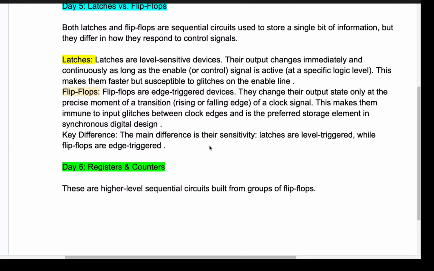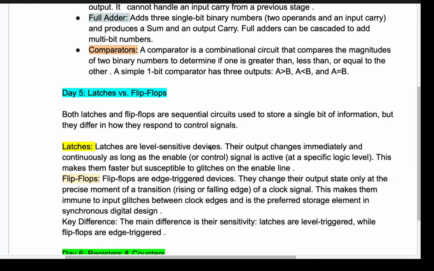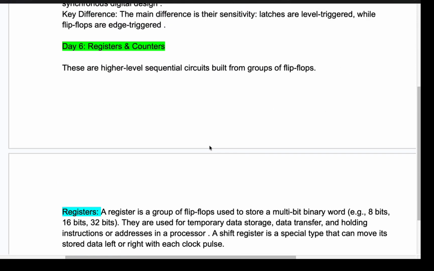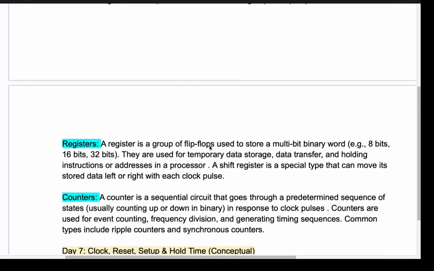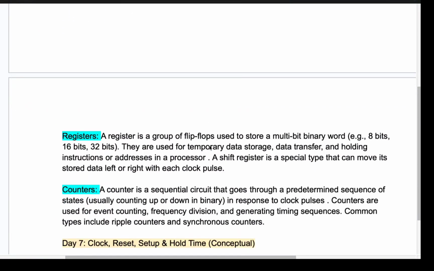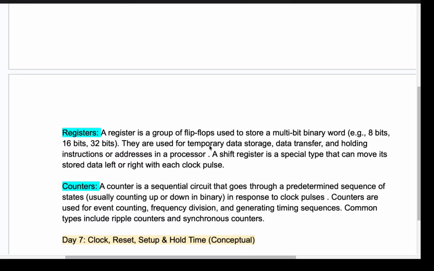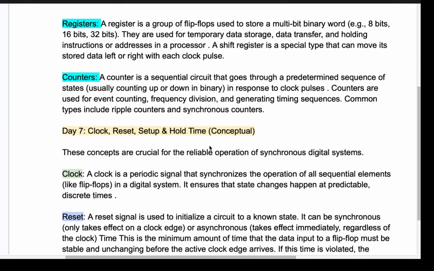Now coming to day 5: latches and flip-flops. Flip-flops like JK, SR, master-slave flip-flop, different kinds of flip-flops we have, right? Now coming to day 6, you have to thoroughly prepare registers and counters. In registers, like 8-bit register, 16-bit register, 32-bit register. And also shift registers we have, right? You can prepare that concept also.